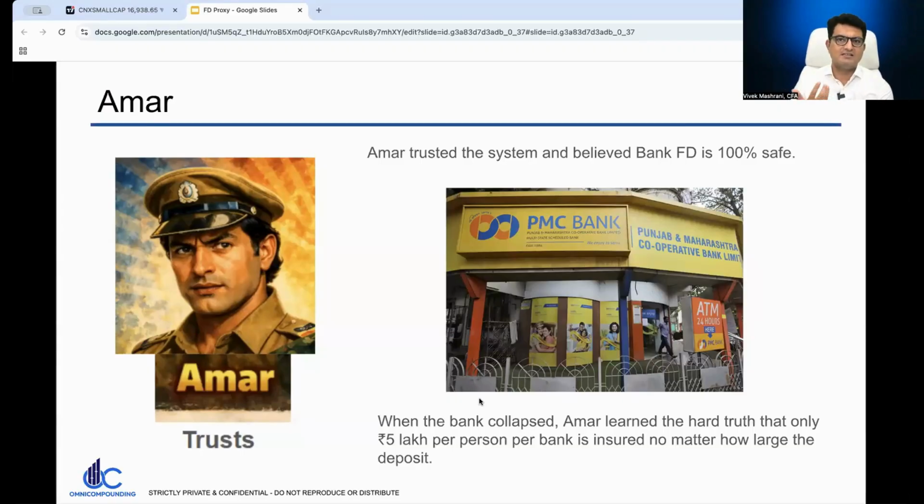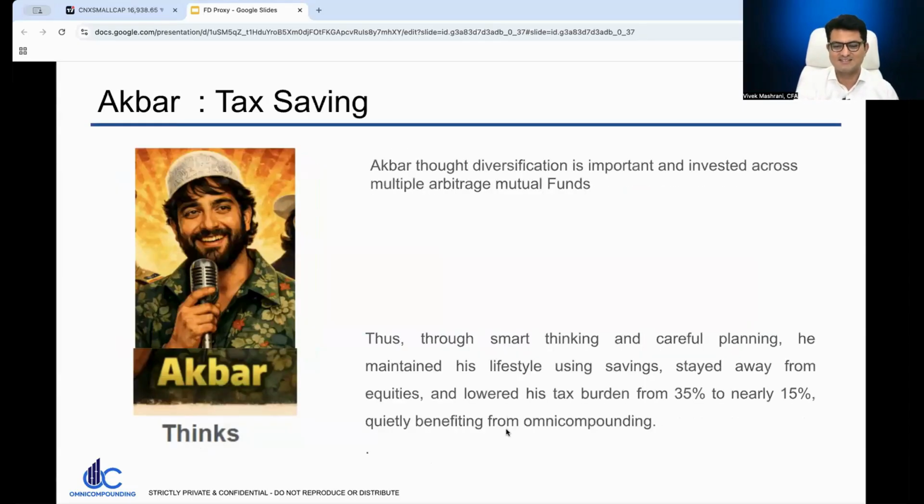The point is very simple: FD is also not 100% secure. There is always some risk, not risk like equity or like F&O and all that, but there is always an element of risk involved even in FD. There is nothing which is safe and secure in this world, nothing. Even the US dollar is not 100% safe. Okay, nothing is risk free.